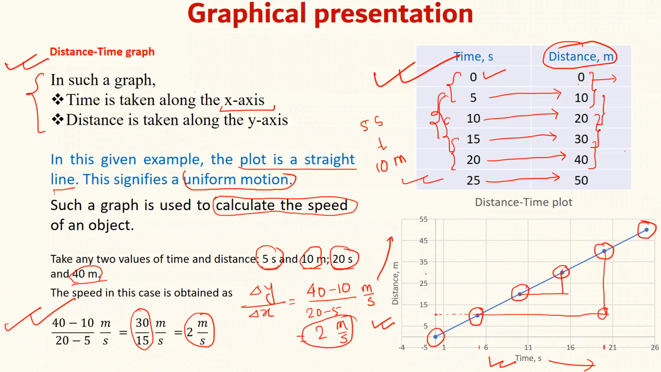So let us check. This is 30 divided by 20, so it's 10, and the time difference is 5 seconds. So 10 by 5 will be again 2 meters per second. Therefore the velocity can be calculated from the distance time plot as given here, and that comes out to be equal in each case for a uniform motion.